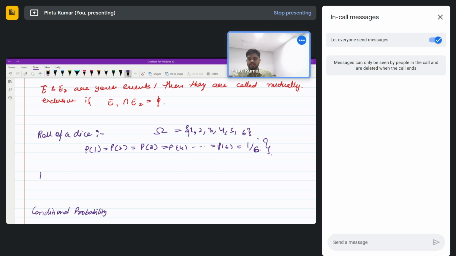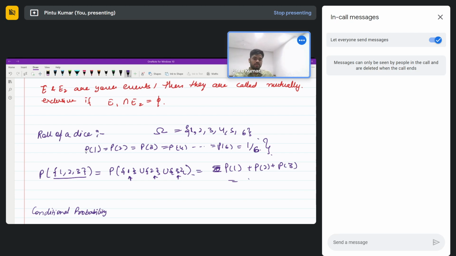that can occur. So let's say somebody asks me what is the probability of 1, 2 or 3, like occurring either 1 or 2 or 3. Then I can see that this set that I have constructed, 1, 2, 3, is nothing but 1 union 2 union 3, right? And these three sets are mutually exclusive because their intersection is empty. Then I can just take the sum of these probabilities. So this would be probability of 1 plus probability of 2 plus probability of 3. That is again 3 by 6, that is half. Okay.